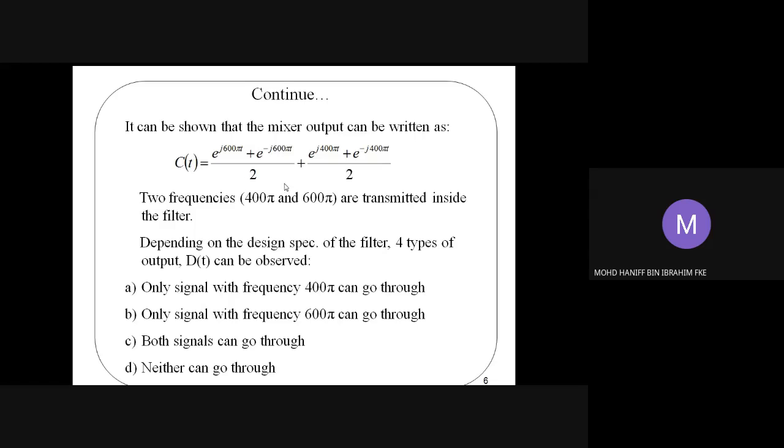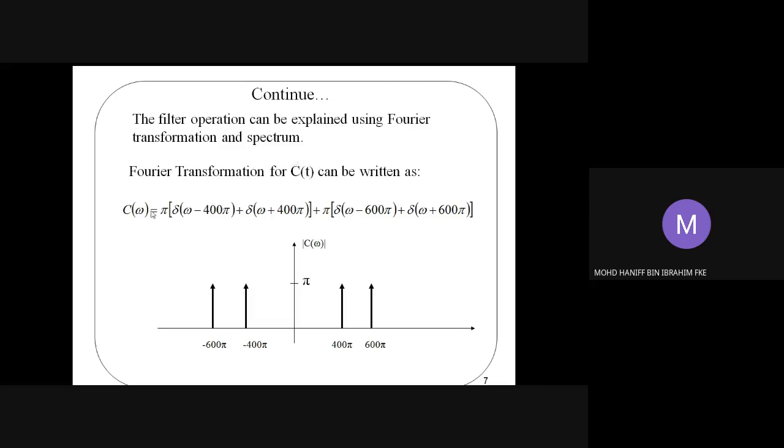You can refer back to your attachment, in which all the exponential terms can be rewritten in terms of a delta function. So how can you obtain this from the exponential terms? Please refer back to the table. So C(t) can be written as C(ω) in this particular form. We have π δ(ω − 400π), and the rest will follow suit. So we are going to have four impulses based on this equation.